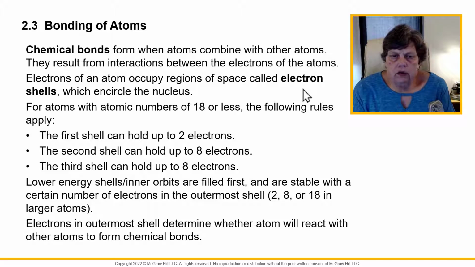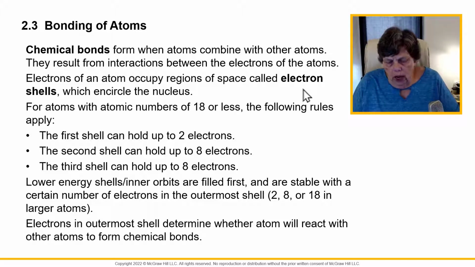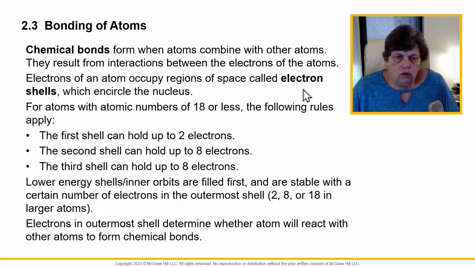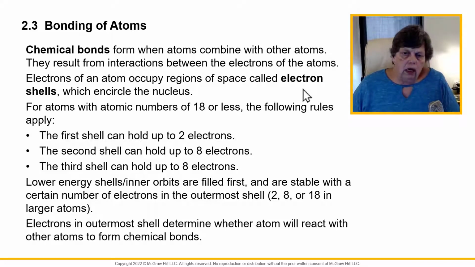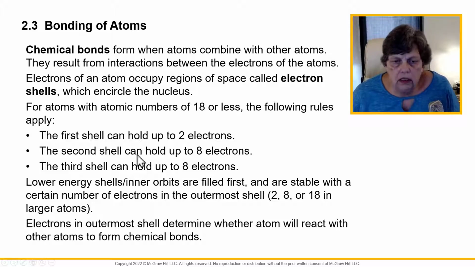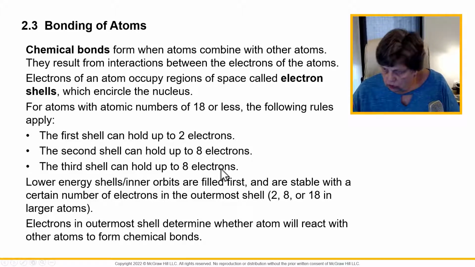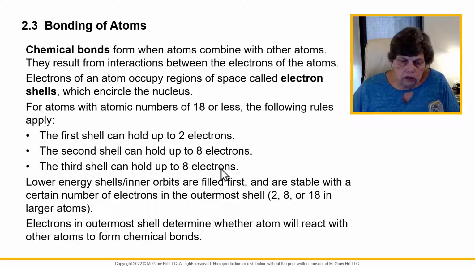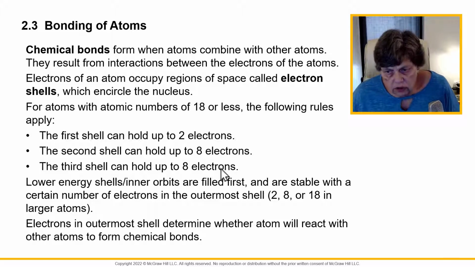All right, so the electrons occupy regions around that nucleus in what we call shells. And these shells are in different levels, and I'll show you in a second. But the first shell can hold 2 electrons, second shell 8, third shell 8. And that's all you need to know for this course. All right, the lower shells, the inner shell gets filled first. So the first shell that has 2 electrons gets filled first, and then you move out.